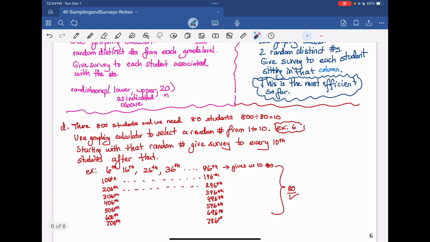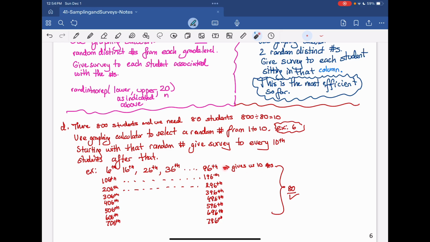So there are 800 students. We need 80 of them. 800 divided by 80 is 10. So use the graphing calculator to select our number from 1 to 10. Let's say we picked 6 as our number from 1 to 10. Starting with that random number, 6, give the survey to every 10th student after that. So basically it's the 6th, the 16th, the 26th, the 36th, up to the 96th.